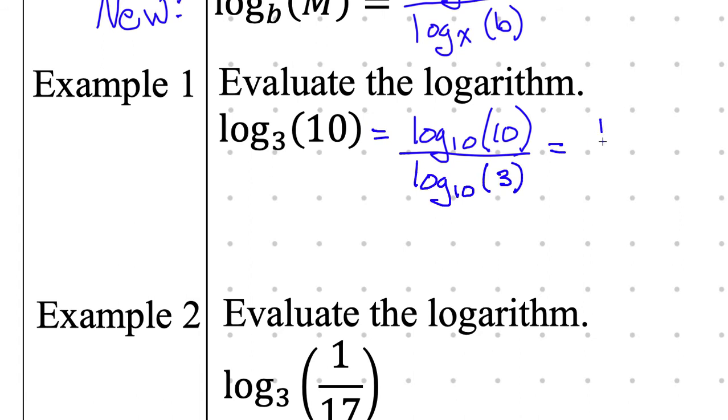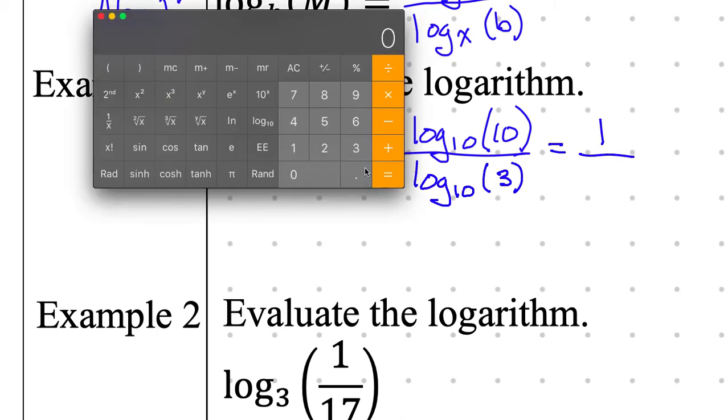Exactly, this is 1. And log base 10 of 3, we don't know, unless you're really, really good at just memorizing random logarithms. So I have to come back over to my calculator, take 3, and take the log base 10 of that, and I get 0.477. I'm going to round to 3 decimal places. So 0.477.